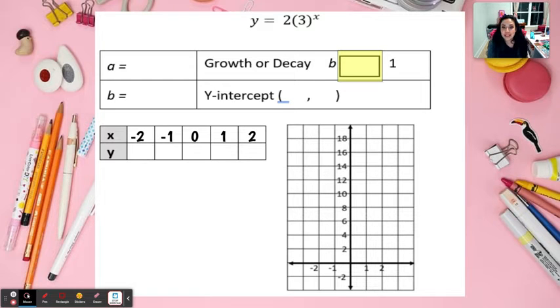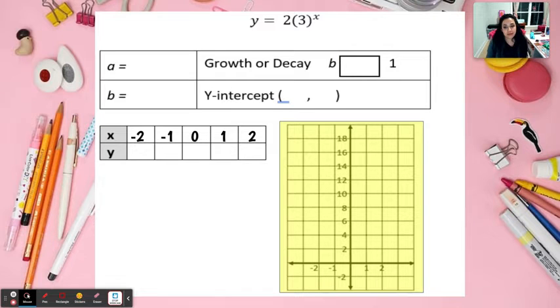All right, so go ahead and fill out these numbers for your x values. Those are the ones we're going to use: -2, -1, 0, 1, 2. Find the table that matches correctly. Find the graph that matches this particular exponential function.